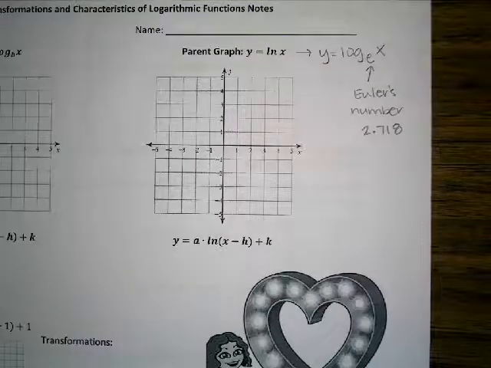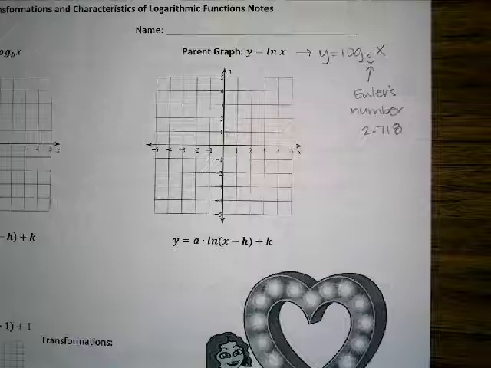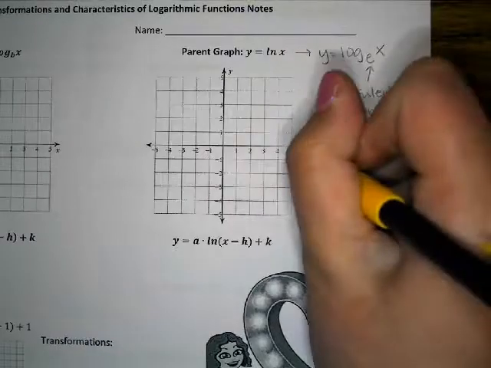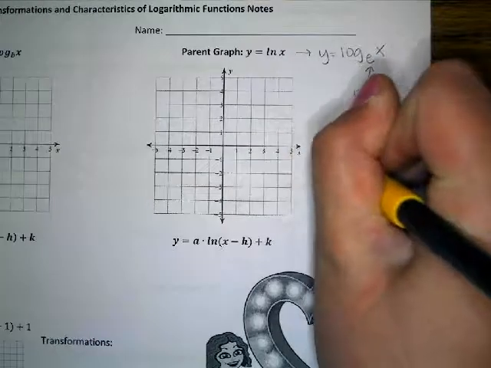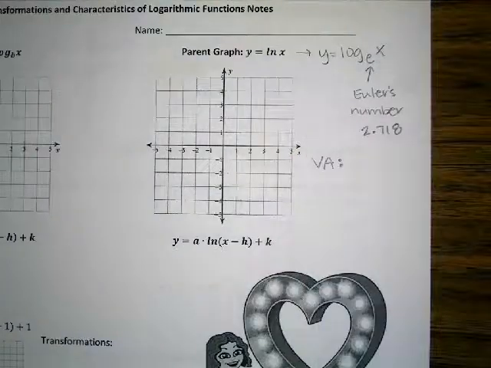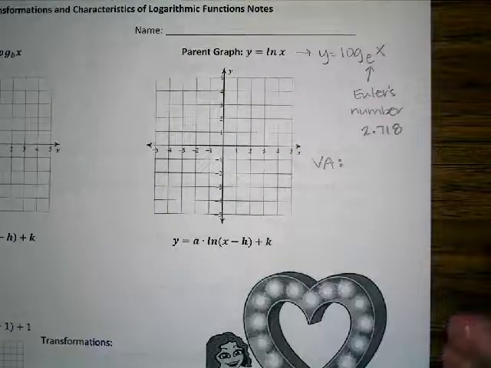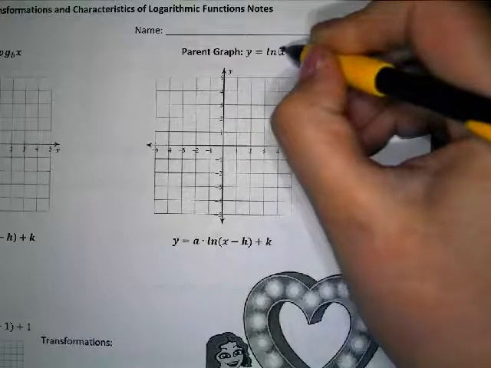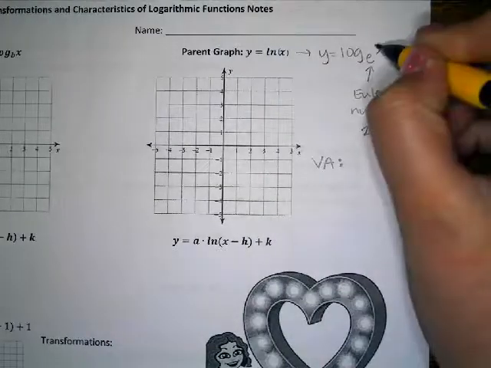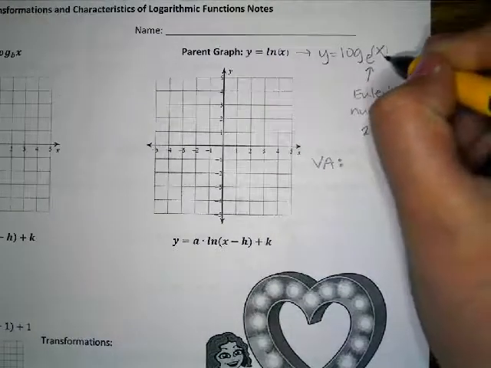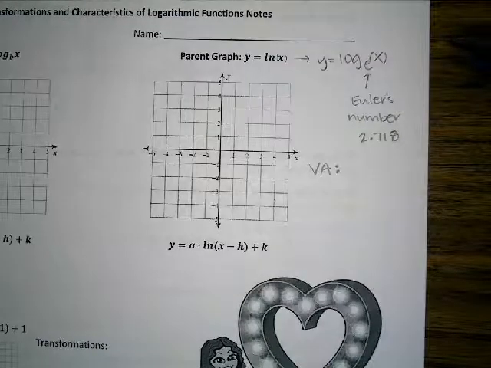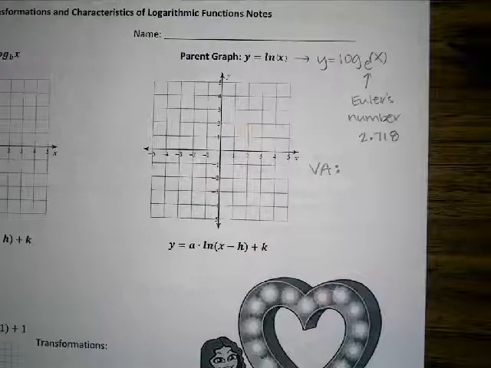So log graphs are the inverse of exponential graphs. Since exponential graphs have a horizontal asymptote, log graphs have a vertical asymptote. Exponential graphs get their asymptote from the number on the end. Vertical asymptotes are going to come from the number inside the parentheses, and that might be familiar if you remember the rational unit that had both.